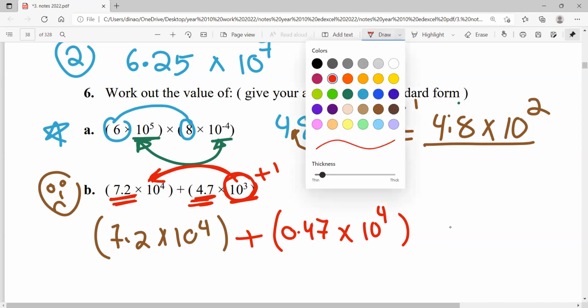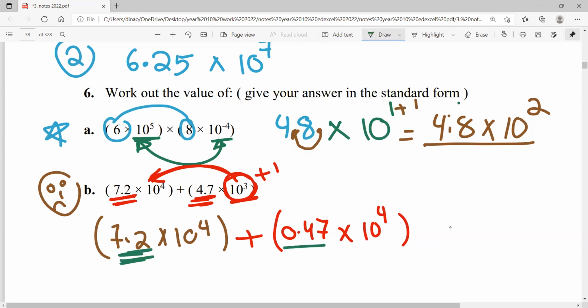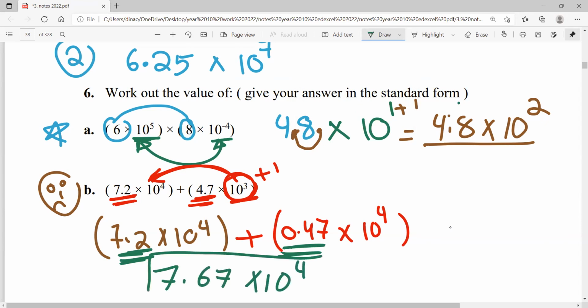Now what will I do? I will add the decimals. 7.2 plus 0.47. Shift mode 8 2 first. Back to the calculator: 7.2 plus 0.47, and it comes out here as 7.67 times 10 to the power of 4, and I'm done. Again, if you want to check that your answer is correct on the calculator, over time you will get used to shift mode 7 9 and shift mode 8 2. They are easy, and there is nothing in maths you need for this, guys. You just need to get used to it.